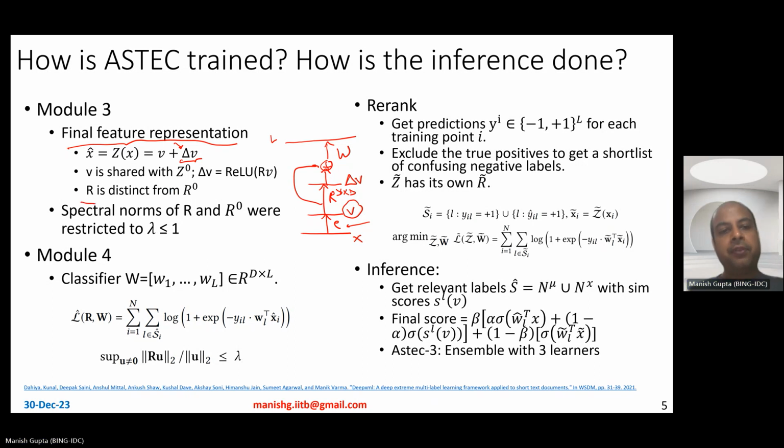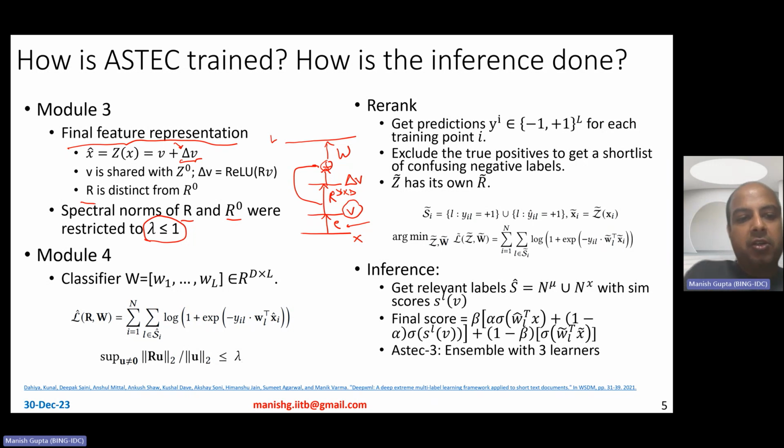If you look at the neural network architecture, it's actually a very simple architecture. It just involves some dense layers. That's it, by the way. Now, to make sure that R and R naught are not very different, you restrict their spectral norms to a value lambda less than or equal to 1.